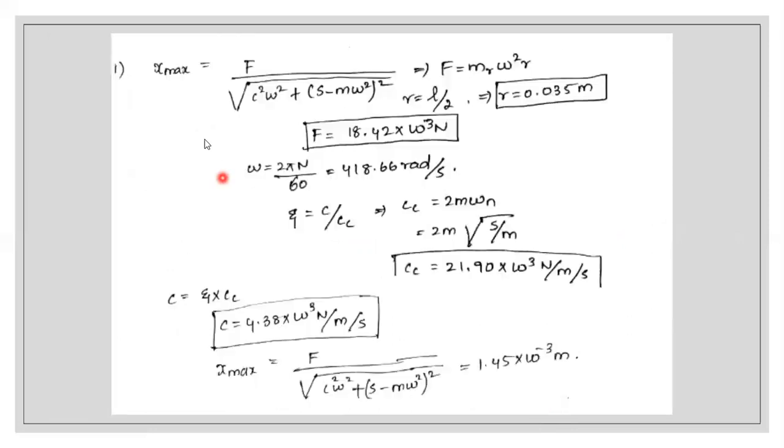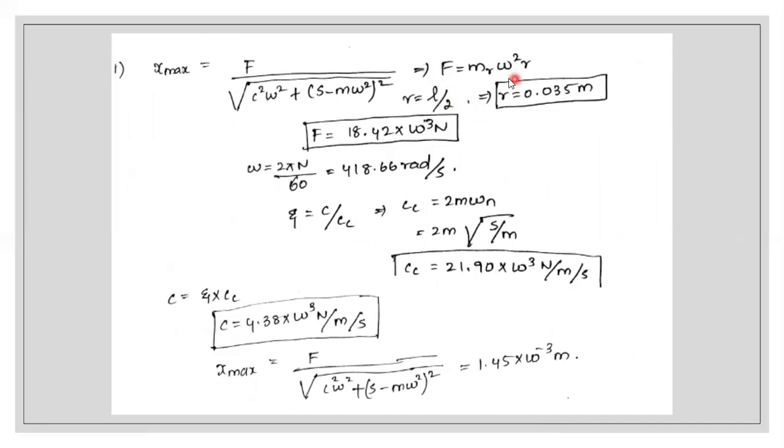So first one, they are asking us to find X max, right? So the formula for the X max is this. We know the force, this is the centrifugal force, so the formula is m r omega square r. So we know the reciprocating mass, we know the radius. With the help of the stroke length, we can calculate the radius, half of the stroke length.